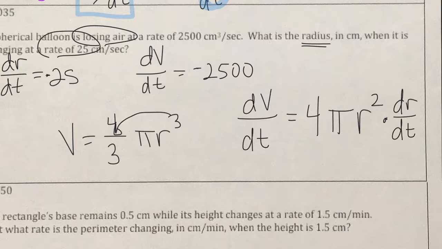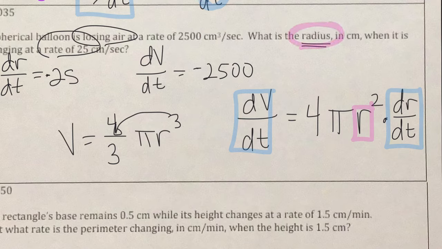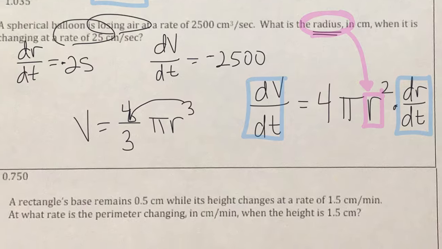Okay, so let's see, what do we know in our problem? We know dV/dt, we know dr/dt, so we can solve this problem for r by substituting, dividing, and then it looks like square rooting. So what is the radius? It wants us to solve this equation for r. So plug everything in, do your fantastic algebra, and you'll get the answer.